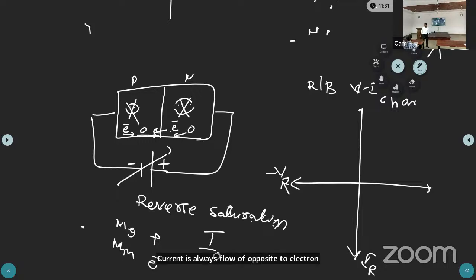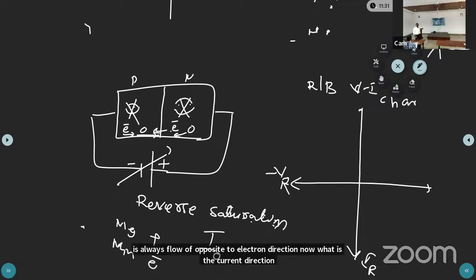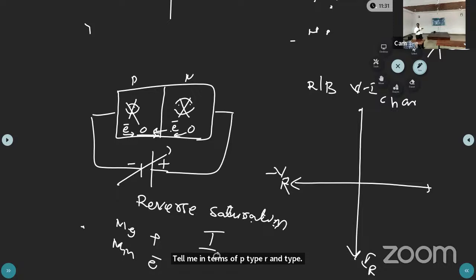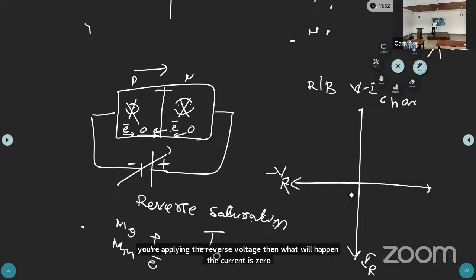Now what is the current direction? Tell me in terms of P type or N type. P to N or N to P. What is the electron direction? Yes, the electron is moving this way. The current is reverse, so negative current. So now here, if you are applying the reverse voltage, then what will happen? The current is 0, right? Actual current in the PN junction diode under reverse bias is 0.